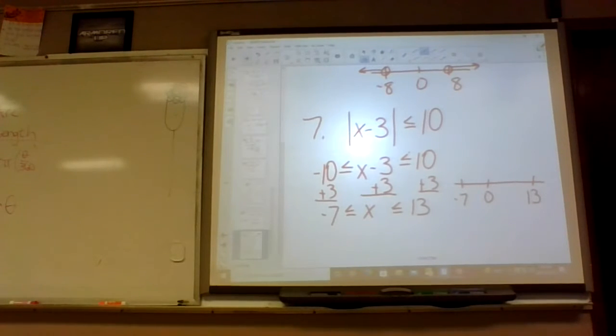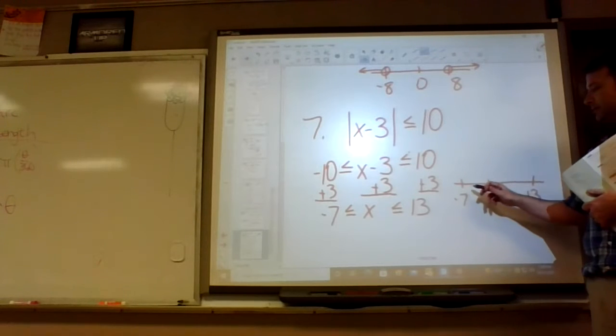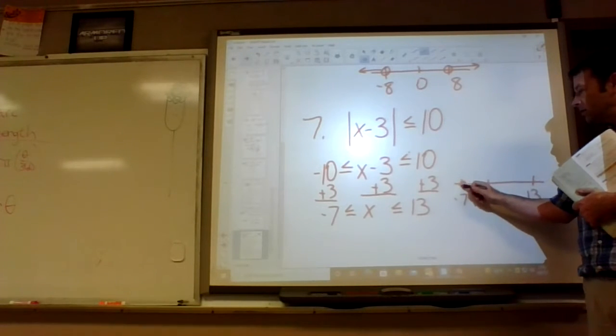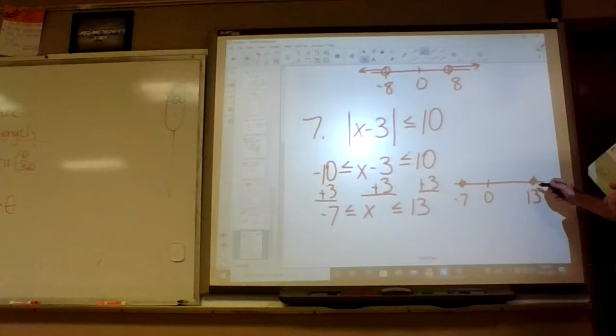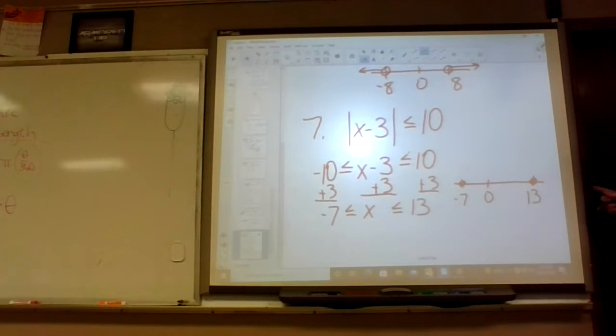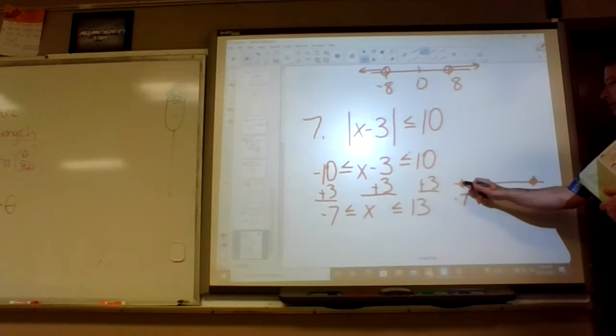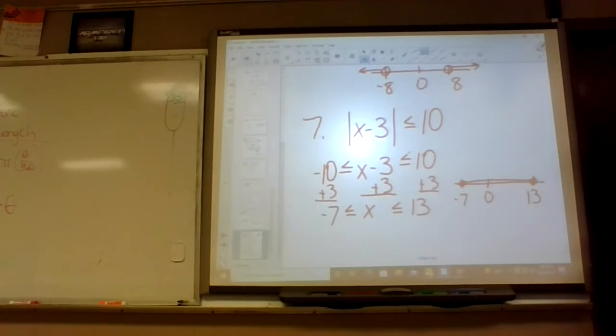I will put open or closed circle. Okay, are my arrows gonna be going out, or is it connect the dots? Connect the dots, 'cause x is between those two numbers.